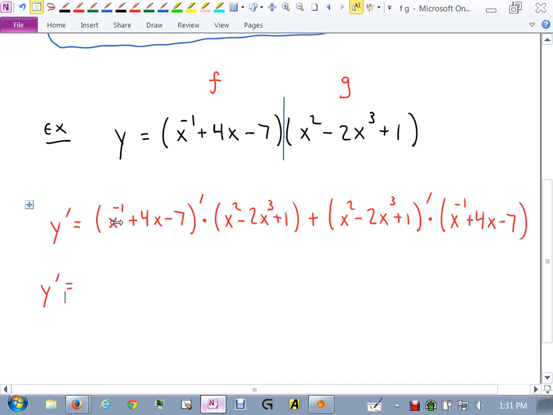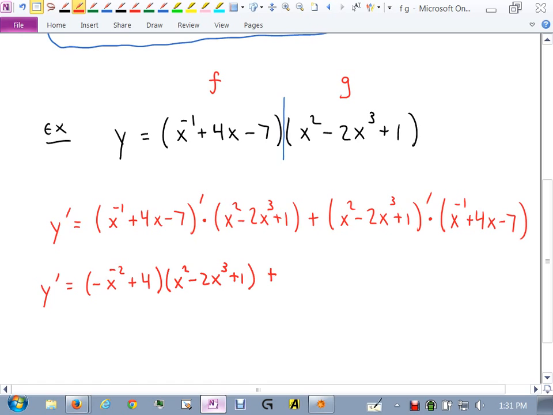So what's the derivative of x to the negative 1? Negative 1, x to the negative 2. What's the derivative of 4x? 4, so I put plus 4. What is the derivative of negative 7? 0, so I don't need to put anything. Close off the parentheses. That's the derivative of f times g. So here's g. Not touching g, right? Leaving it alone right now.